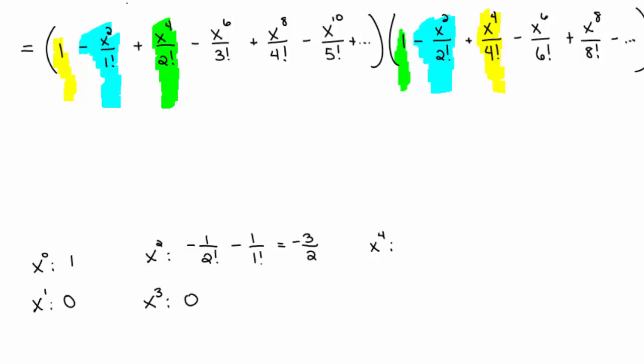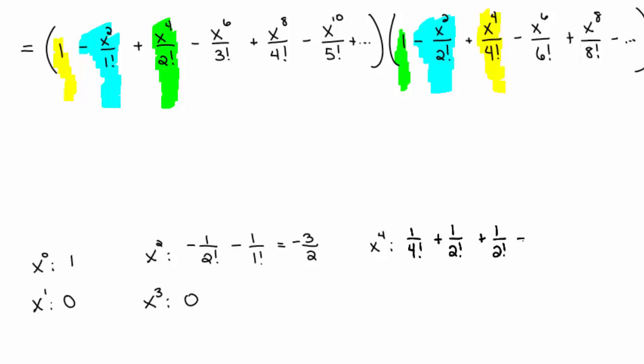So let's go ahead and look at those coefficients. In yellow, I have 1 times 1 over 4 factorial, or in other words, just 1 over 4 factorial of those x to the fourths. In blue, I have a negative 1 times a negative 1/2, or in other words, a positive 1/2, or 1 over 2 factorial of those x to the fourths. And then in green, I have another positive 1 over 2 factorial. Now let me just check my work really quickly. That is absolutely true. Okay.